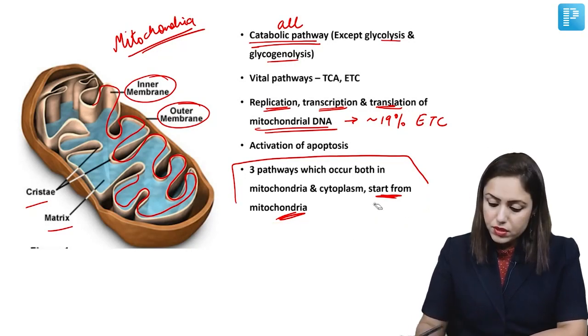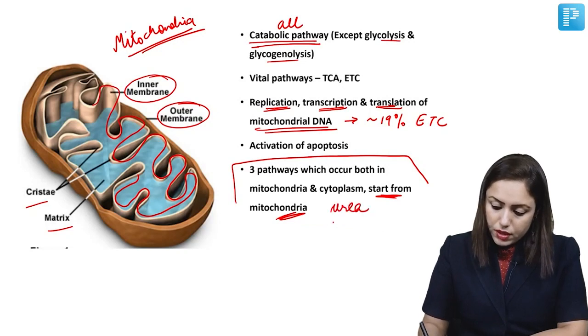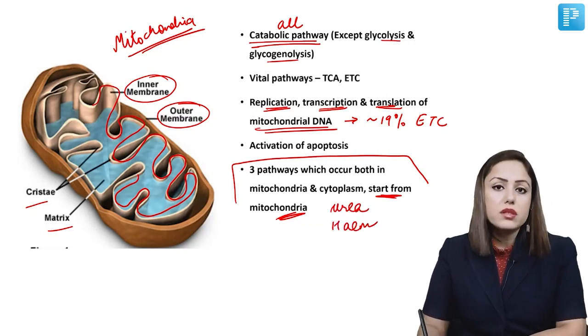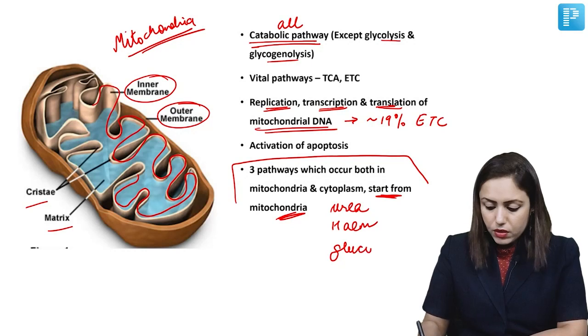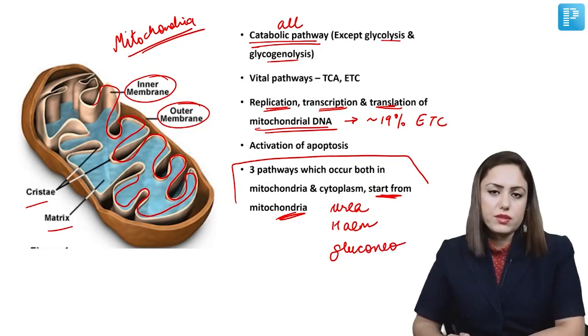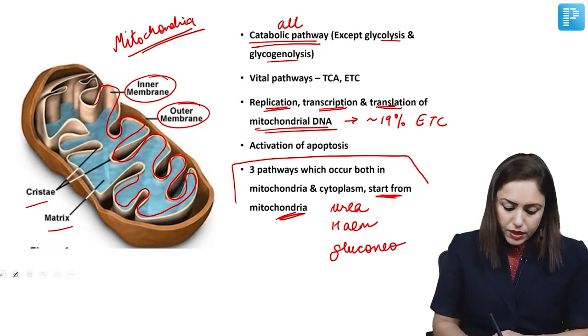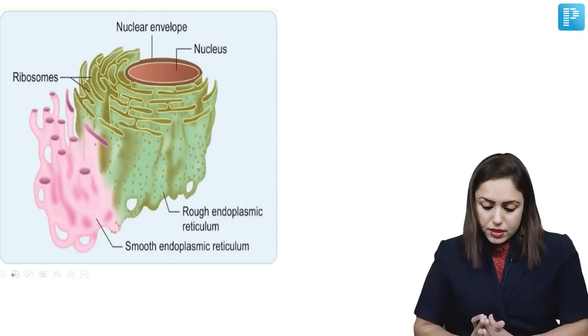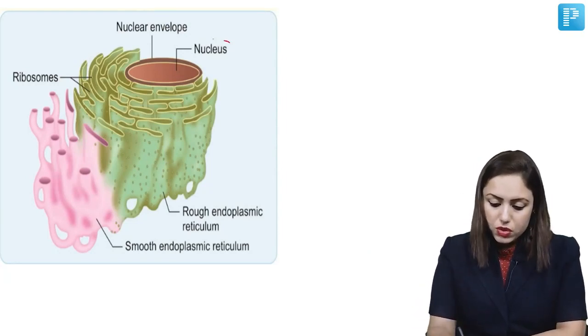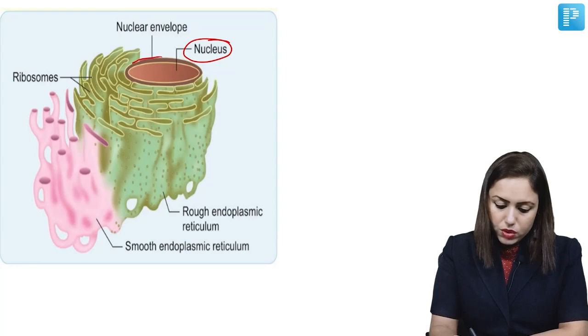Which are these three pathways? Urea cycle, heme synthesis and gluconeogenesis, right? Then next image, this is nucleus and the outer is nuclear envelope or nuclear membrane.